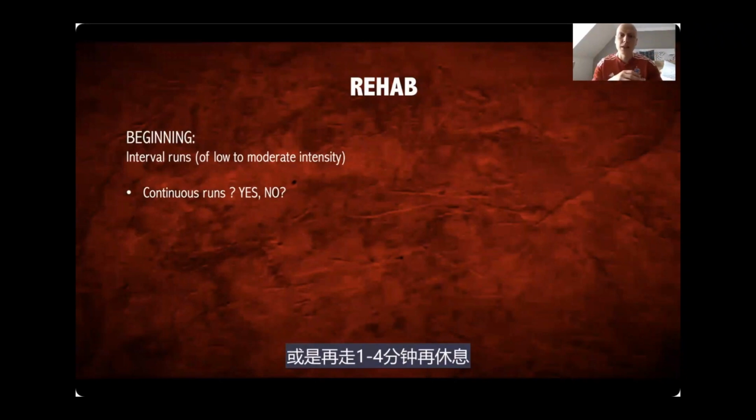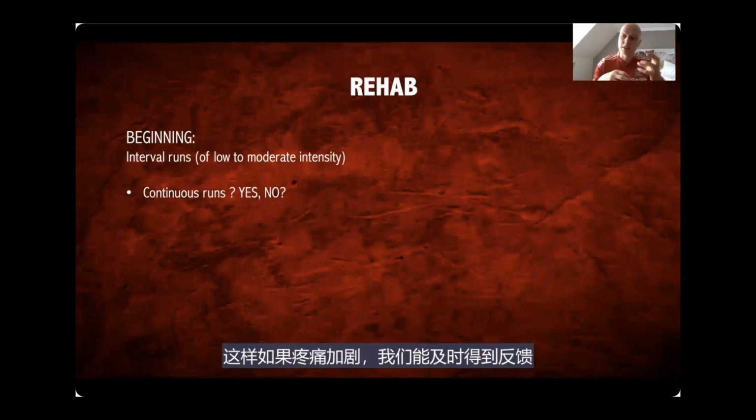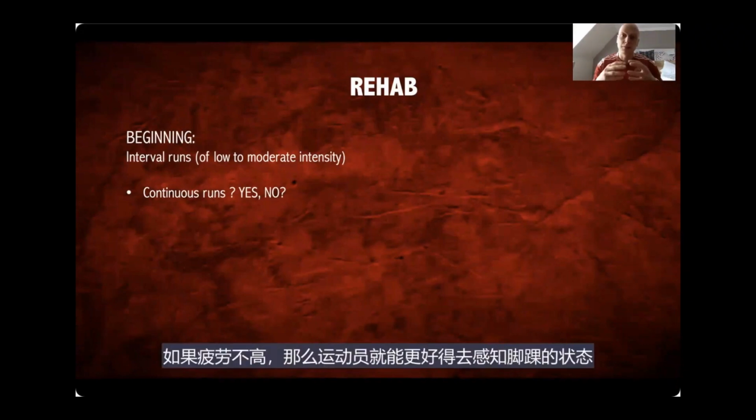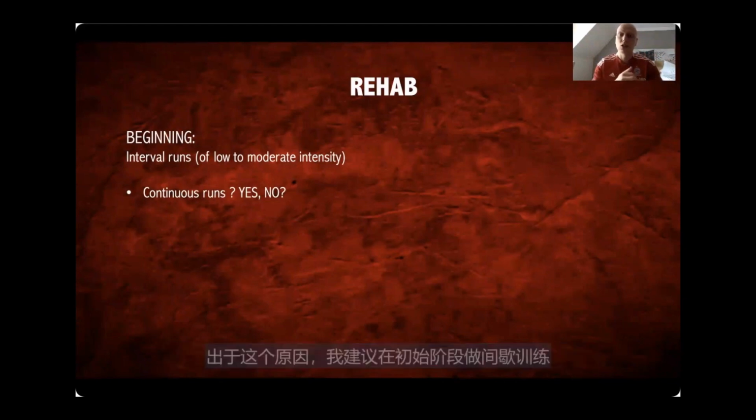1, 2, or 3, or 4 minutes to rest a little bit, we can know immediately if the pain is increasing. We can get a little bit better feedback because at that moment the player is not so fatigued and focused on the activity, but he's now in the rest phase, and he can get a little bit better sensation of what is happening in his ankle. So due to safety reasons, I think it's better to do interval runs early in the process of rehab.